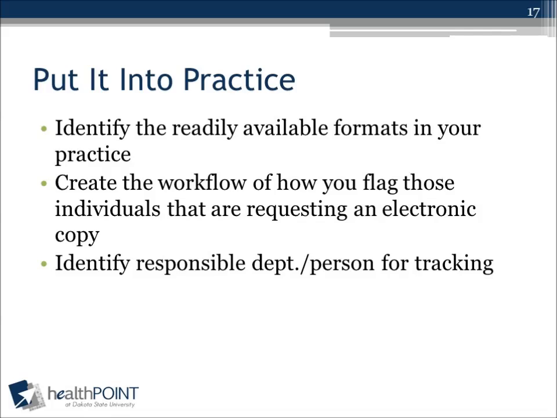So obviously you're going to have to create a workflow of how you flag those individual requests that are electronic requests, or requests to access an electronic format, and identify the person who's going to be responsible for that.